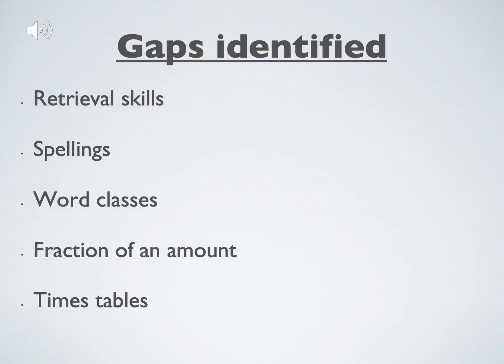For my end of year assessments, Mrs McClelland and I identified some gaps within the children's learning, and this was retrieval skills. So for example, within the reading paper where it would ask, find and copy one word that means this, this was something that they struggled with. Also, their spellings, word classes, fractions of an amount, and their times tables. So any and all support that you can give at home would be amazing and would definitely set them up in the right space, ready to start year 3.